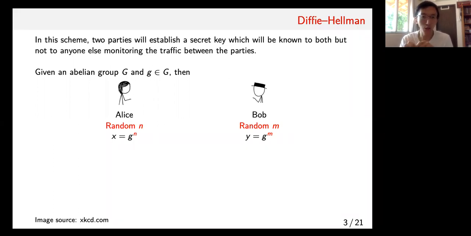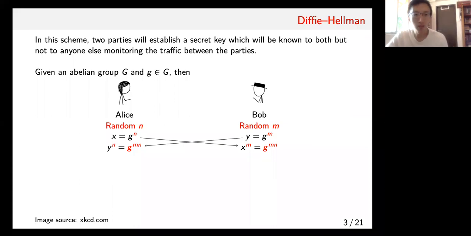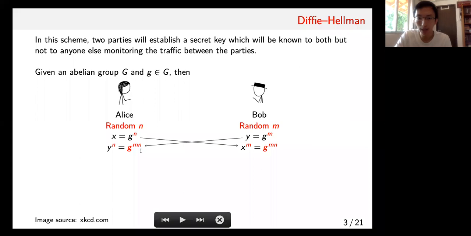You'll notice that I tried to put everything in red, those are values that need to be kept secret. And if it's in black, it should be public. So Alice computes x using g and n. Bob computes y using g and m. x and y would then be made public when they exchange these values via the public channel. And so Alice will receive y. She can use her secret n to compute g to the mn. Bob can do something similar on his side and also compute g to the mn. Notice that they will both obtain g to the mn because of the commutativity of the operations, because we are in an abelian group. And this is important, that it is abelian.